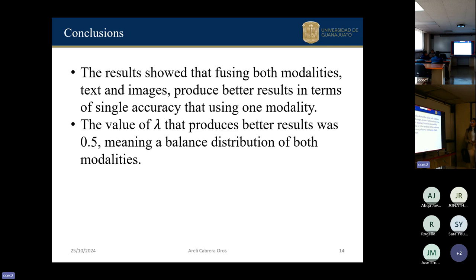In conclusion, the results show that fusion effectively increased the results in comparison to when we only use image or text. And the value of lambda that produced better results is 0.5, meaning a balanced distribution of both modalities.